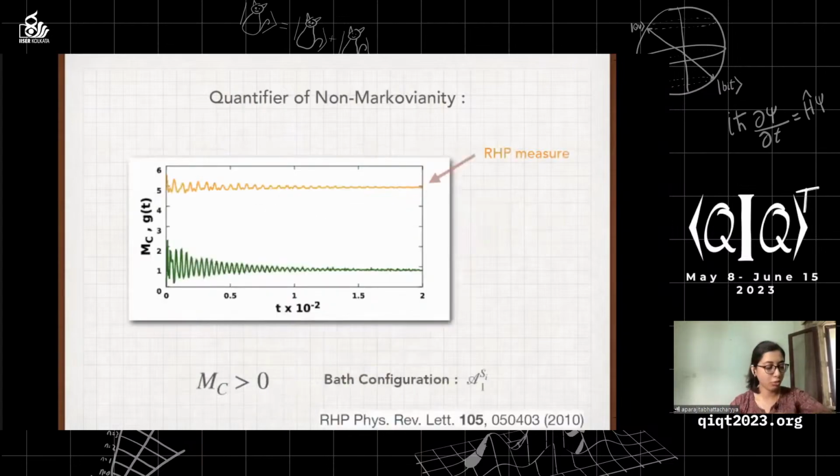And we have also shown one example. We have compared our non-Markovianity measure with the well-known RHP measure, the Rivas-Huelga-Plenio measure. This RHP measure is this GT. When this GT is positive, it implies non-Markovianity, and our measure MC, when positive, also implies non-Markovianity. So you see that in both cases, our measure can also detect the amount of non-Markovianity in the system. And this we have plotted for bath configuration A1.